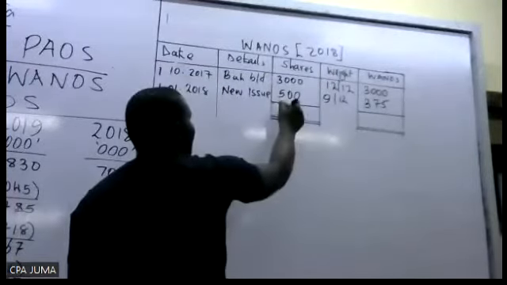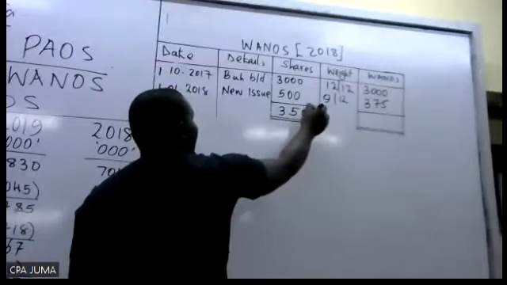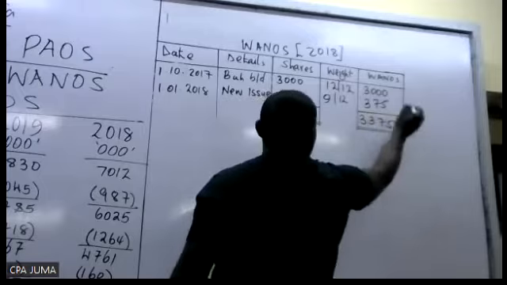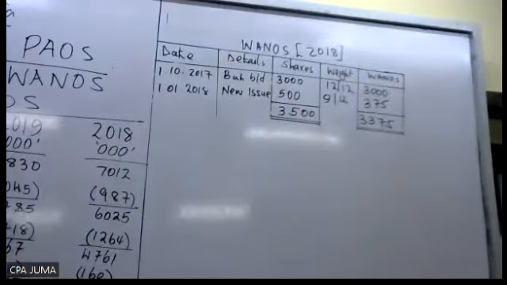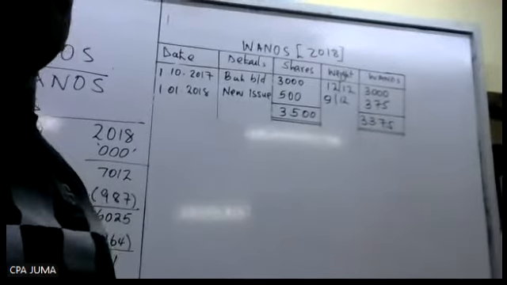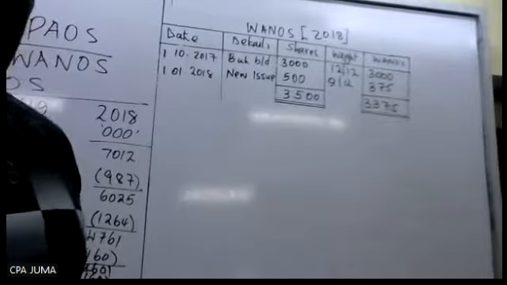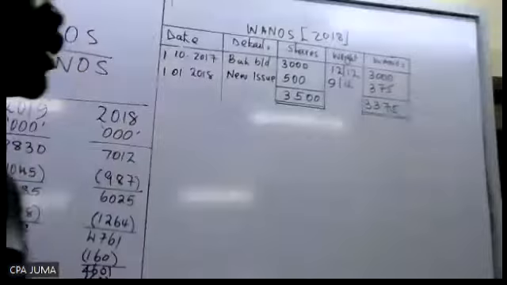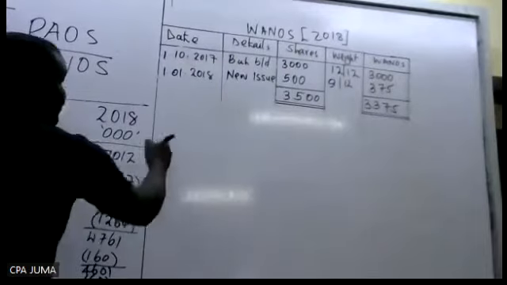So this is 3,500 and this is 3,375. So the weighted shares is 3,375. So below, write therefore. Roman 1, what did they want? EPS for 2018.